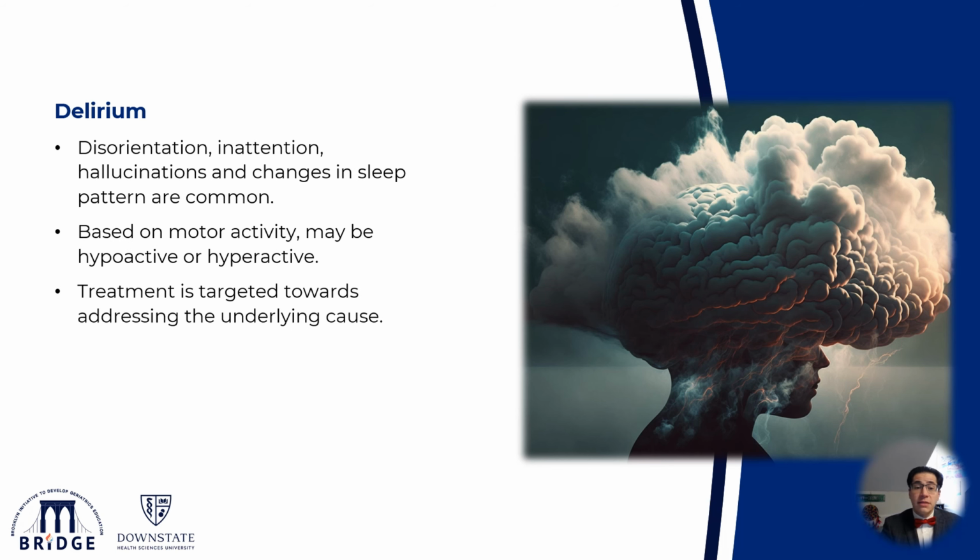It is characterized by disorientation, inattention, hallucinations, and change in their sleep pattern are common. So they may have a reverse sleep rhythm where they are more agitated at night and more sleepy during the day. Based on their motor activities, it could be classified as hypoactive or hyperactive delirium. And in general, treatment is always targeted towards addressing the underlying cause.